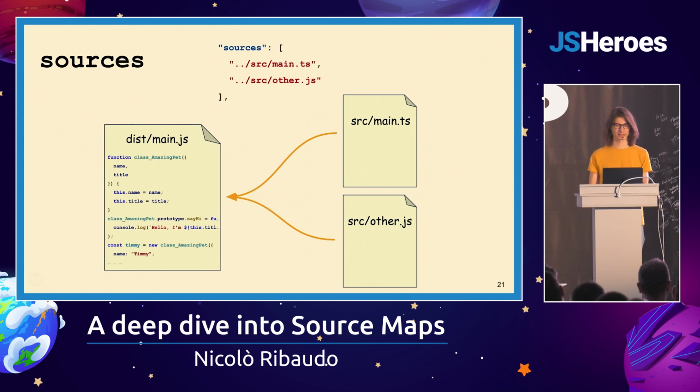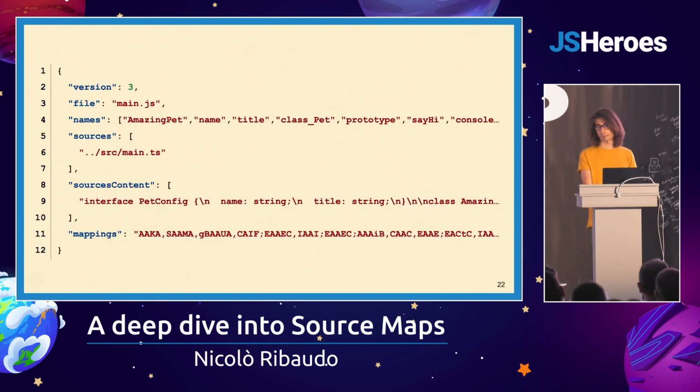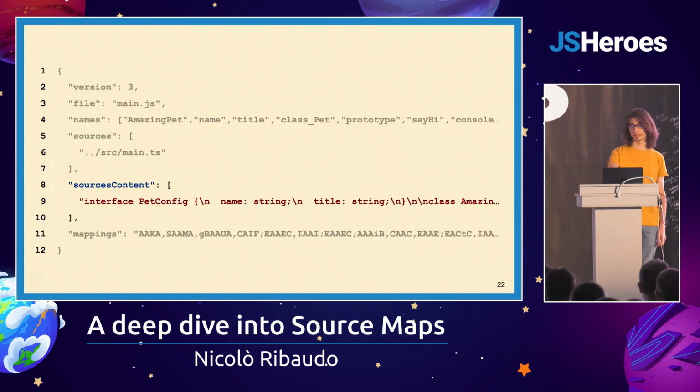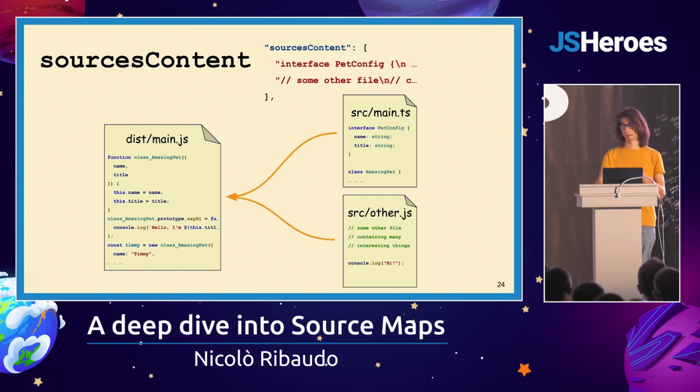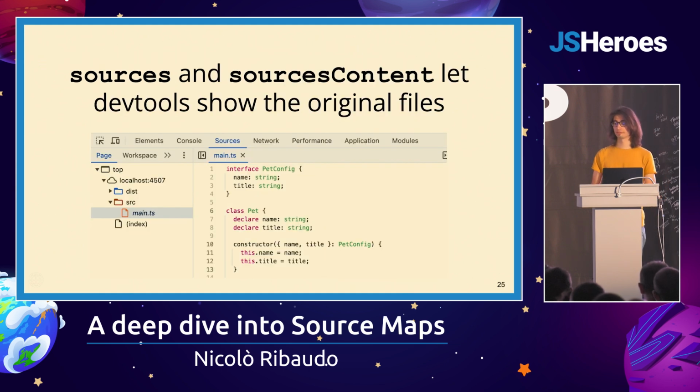But what if I'm bundling? I might have multiple sources. A file can be made out of multiple original pieces. Similarly, we have sources content that tells the browser the contents of that source/main.ts file were this. So the browser knows, okay, we're running this JavaScript code, but actually it looks like this. And again, we might have multiple files bundled together. And this is enough to actually see our code in the DevTools. In this case, we're seeing the TypeScript code.